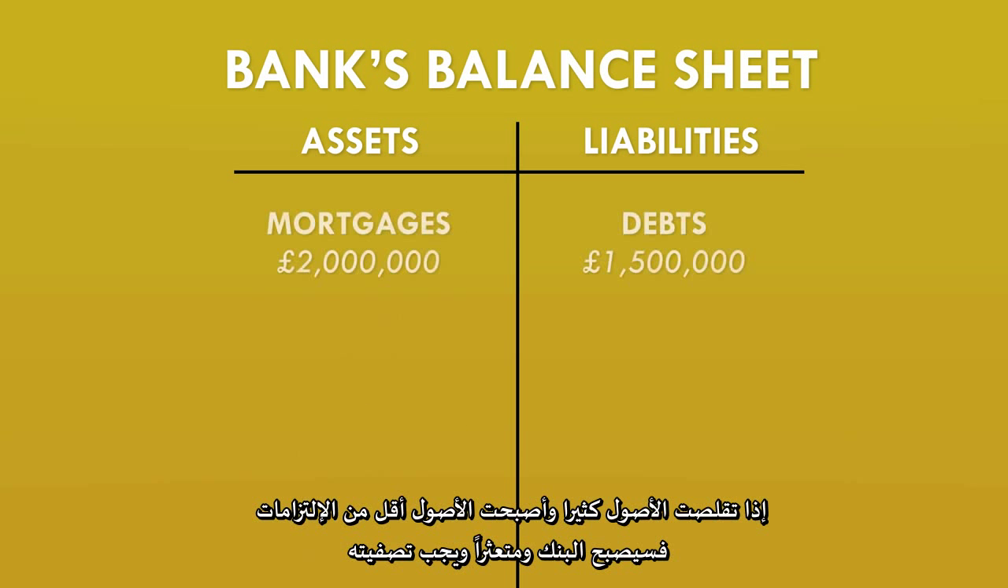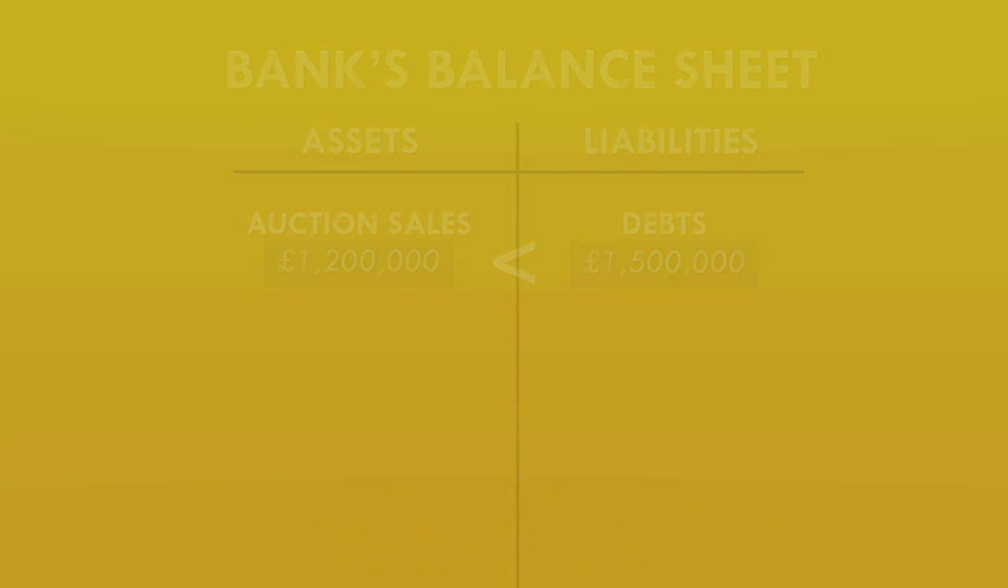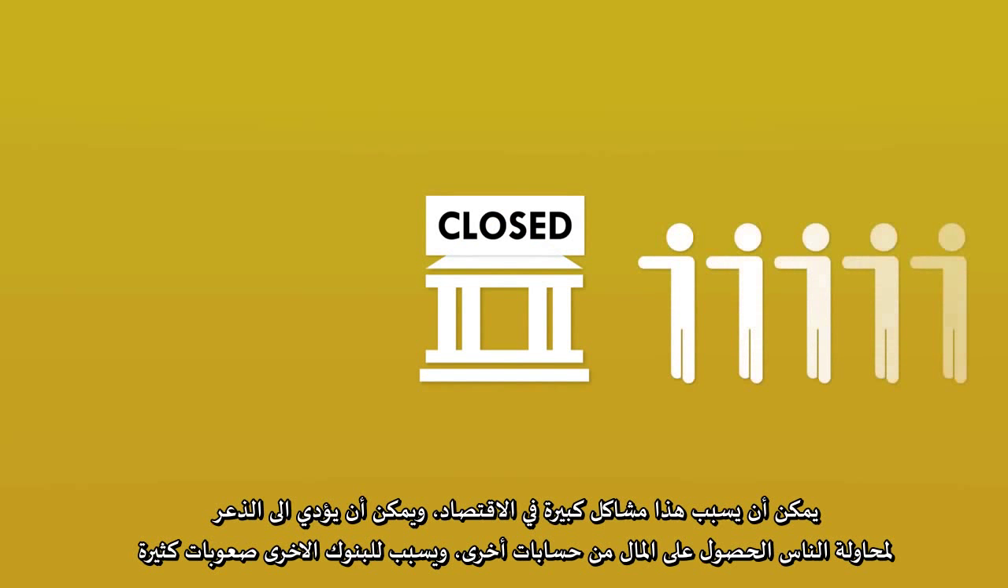If the assets shrink so much that the bank's assets are less than their liabilities, then the bank is insolvent and should be liquidated and shut down. The problem is that while the bank is being liquidated, most customers will be unable to access their money. This can cause big problems in the economy and could even trigger a panic that leads to people trying to get money out of their other accounts and causing those banks to have difficulties too.